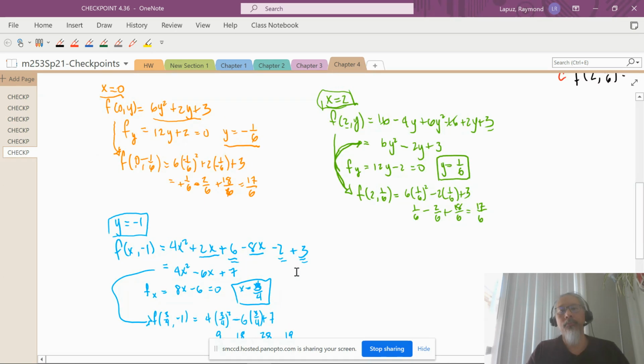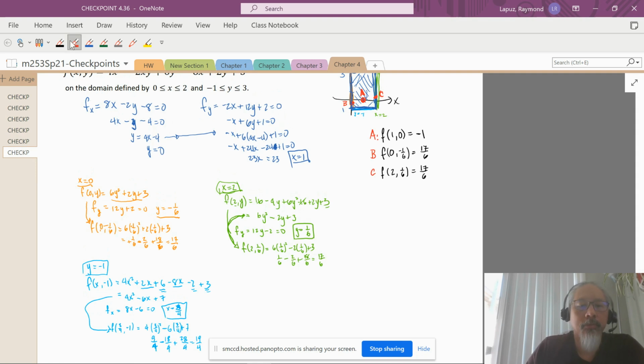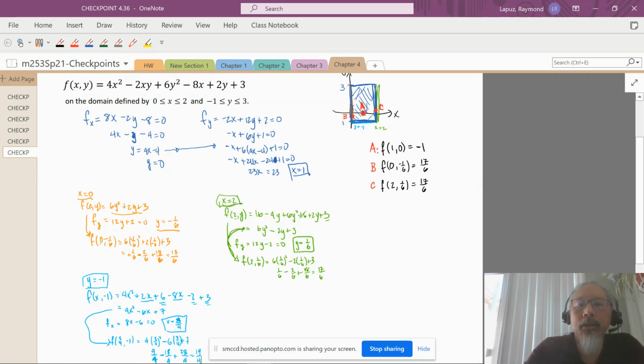Okay, big picture. We found a 3/4 comma -1. That's within the boundary. A, B, C, let's call this point D. And at our point D here, we'll put 3/4 in for x and -1 in for y, which we already did. We got 19/4.